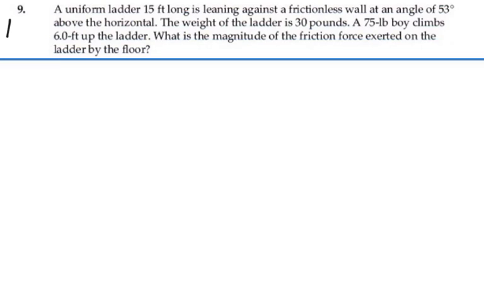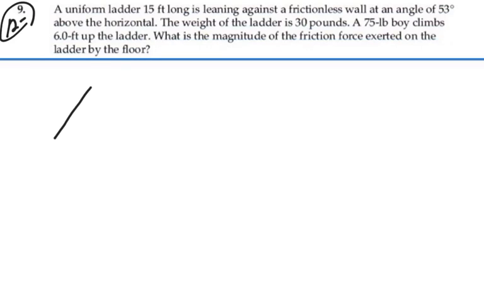Here's problem 12.9. A uniform ladder 15 feet long is leaning against a frictionless wall at an angle of 53 degrees above the horizontal. The weight of the ladder is 30 pounds. A 75-pound boy climbs 6 feet up on the ladder. What is the magnitude of the friction force exerted on the ladder by the floor?